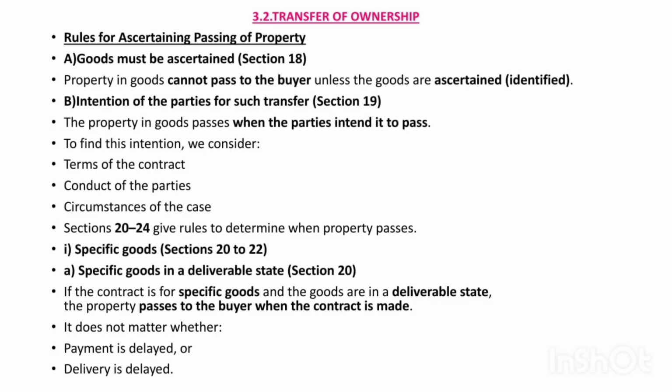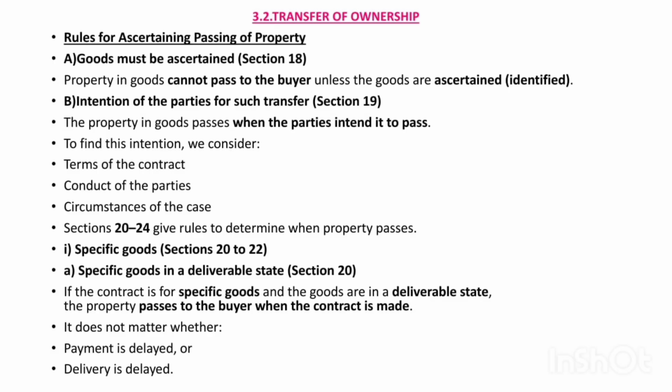Transfer of ownership. It is the most important part, and let's see when exactly the buyer becomes the owner. Under section 18, the first rule is that goods must be ascertained. Property in goods cannot pass to the buyer unless the goods are ascertained. That means identified. So ascertained means we know exactly which goods are being sold.